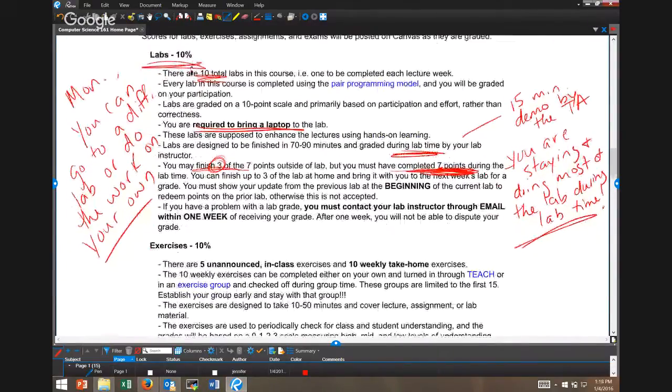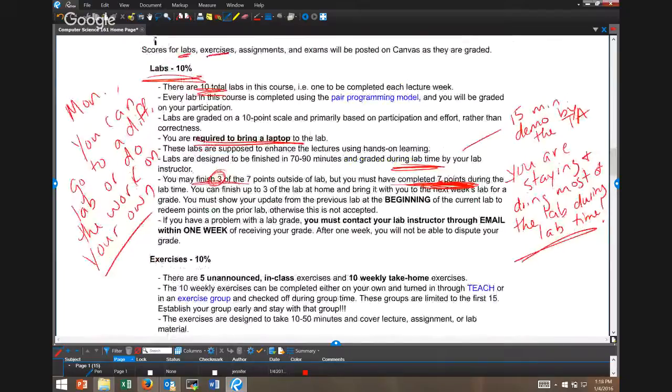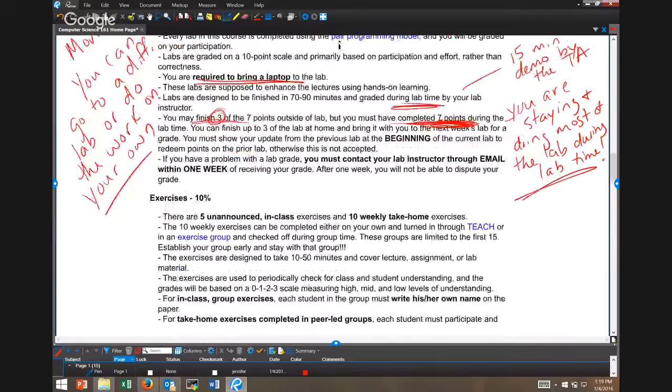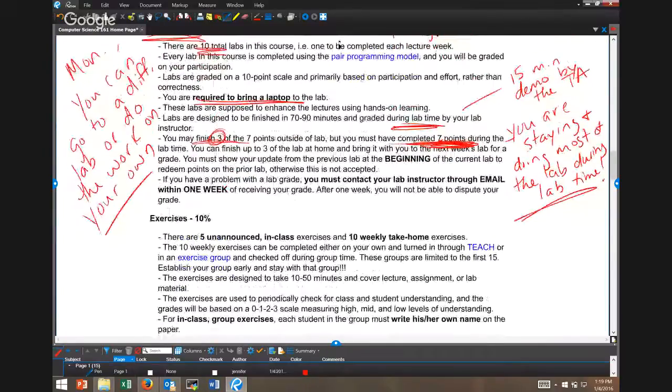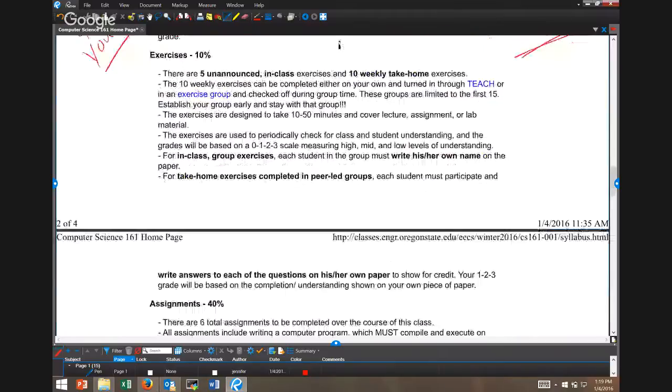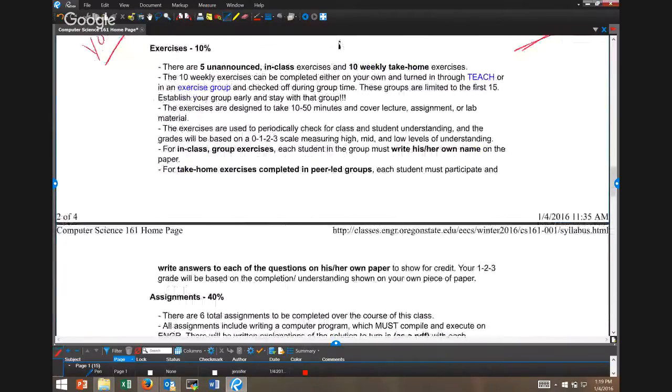So in this class, you're going to have labs, exercises, assignments, exams. And the labs will be posted on Canvas as well as your grades. So labs and grades. Otherwise, I don't really use Canvas, and your labs can be found under your specific lab section. So your labs are 10% of your grade. They are graded on effort more than correctness.